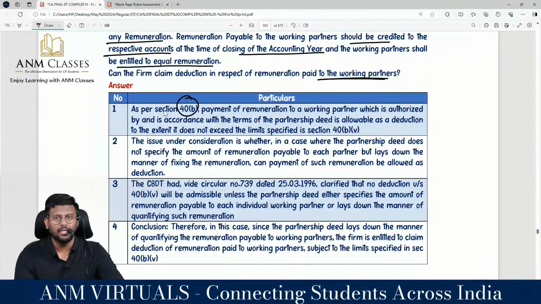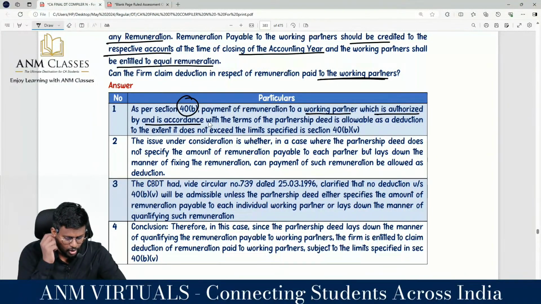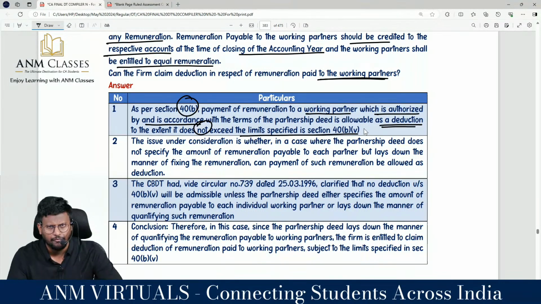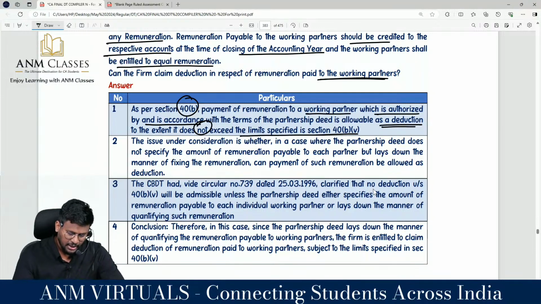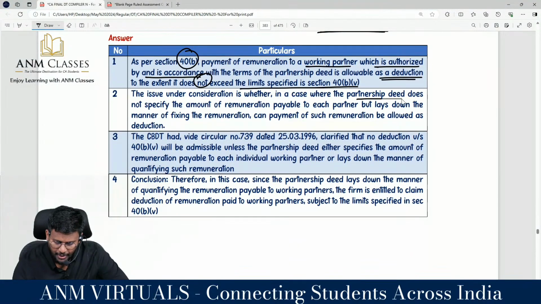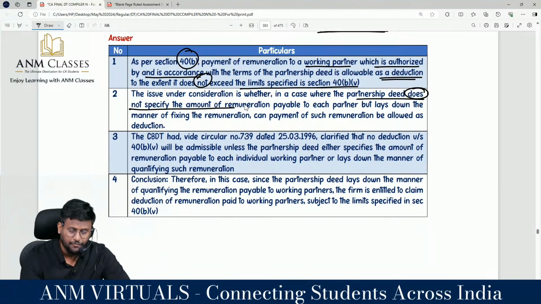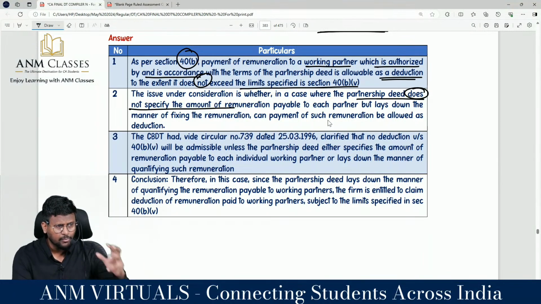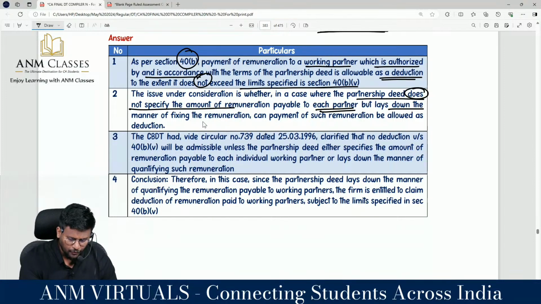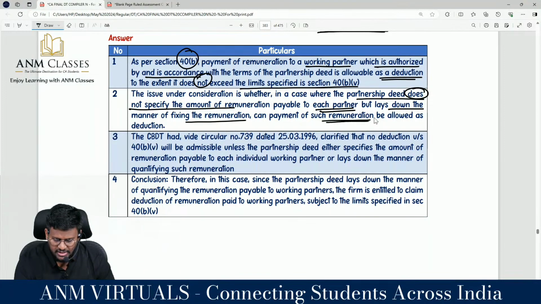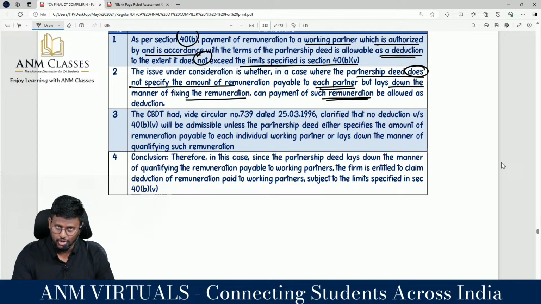As per section 40B, payment of remuneration to a working partner which is authorized by or in accordance with the terms of the partnership deed is allowable as deduction to the extent it does not exceed the limit specified in 40B subsection 5. The issue under consideration is a case where the partnership deed does not specify the amount of remuneration, like 10,000 per month or 20,000 per month, payable to each partner, but lays down the manner of fixing the remuneration. Can payment of such remuneration be allowed as deduction is the question.